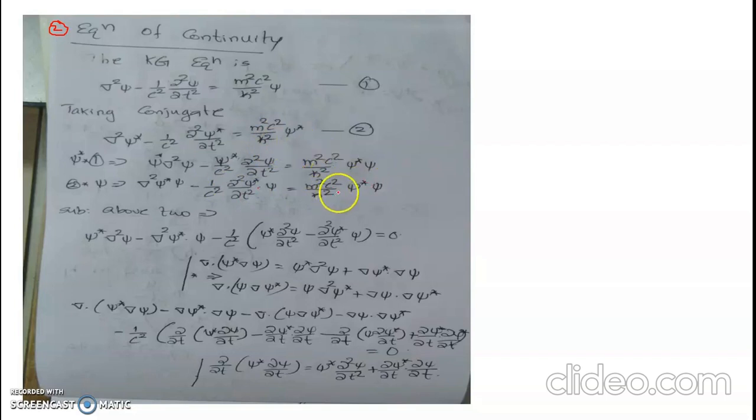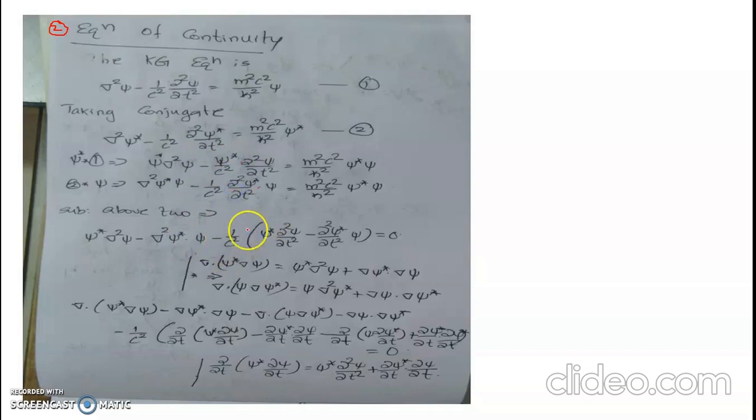Now the right sides are exactly identical. Upon subtracting, you can vanish these two. To make it exactly identical, we multiply the equation by psi star as a prefactor and the conjugate equation by psi as a post-factor. Subtracting, we obtain this one minus this one: psi star del square psi minus del square psi star psi, and minus 1 by c square will be common for these two terms.